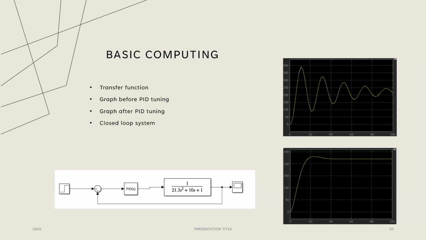The bottom right graph is my final graph, and it shows my temperature at 220 Fahrenheit, and it's constant and smooth. And my system for this project is a closed loop system.